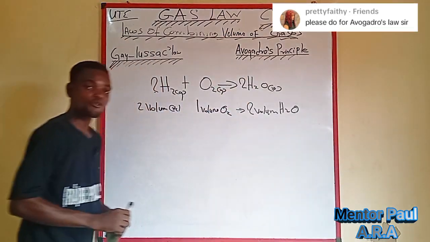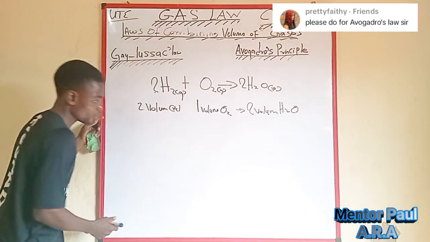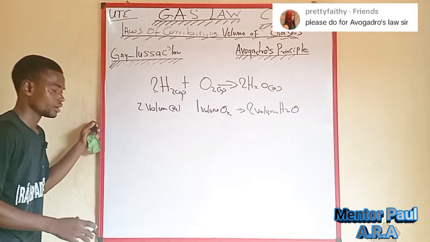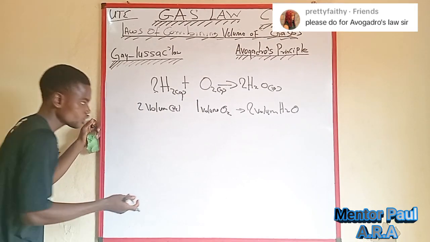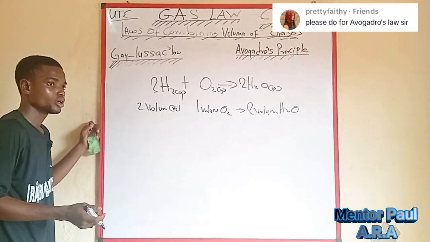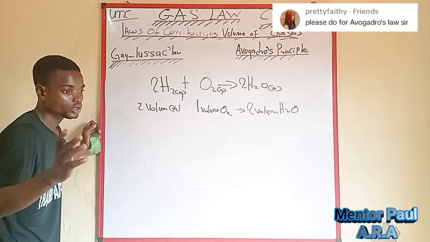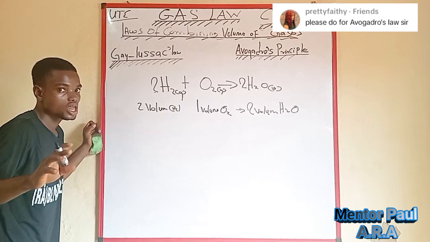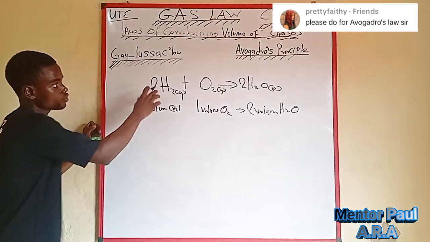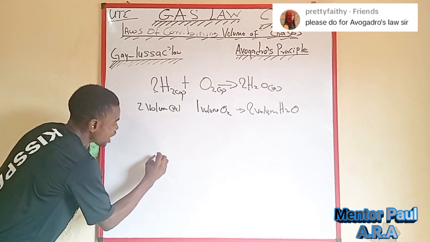Now we will talk about the Avogadro's principle. The second example is, let's use ammonia, for example, or let's use HCl. Which one should we use? Let me know what you think in the comment section. So I'm choosing HCl. No, I've used H. Let me use ammonia.